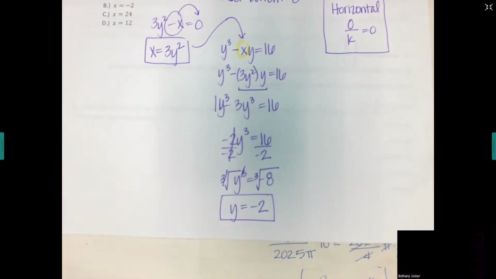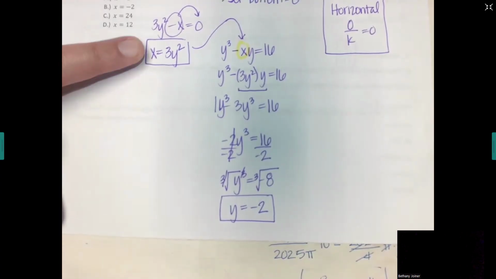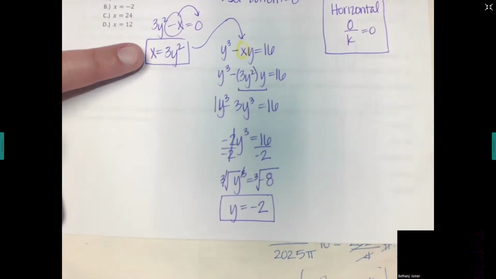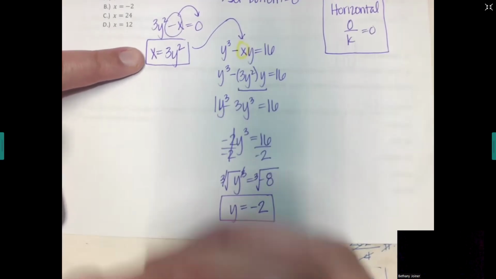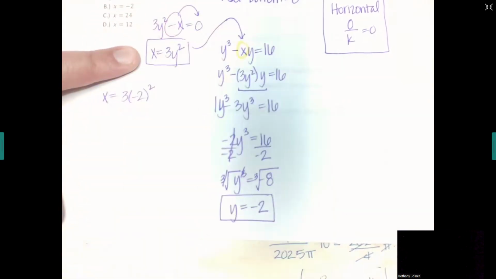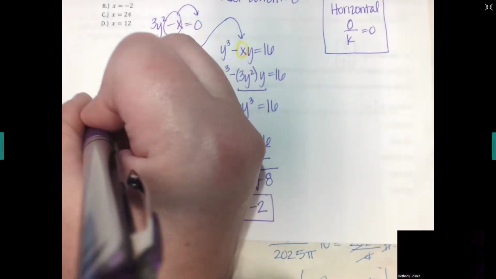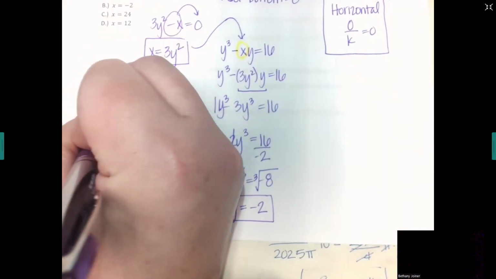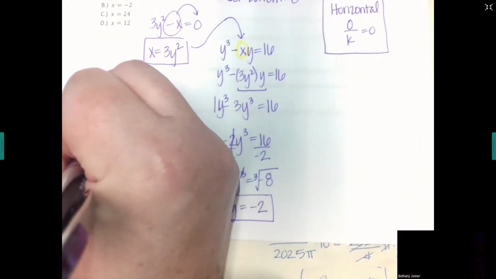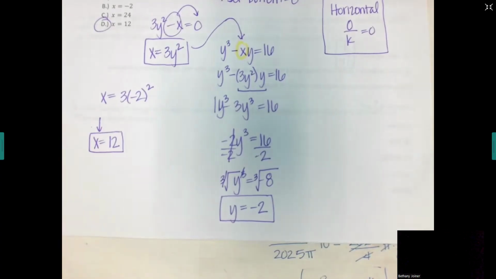Don't pick it. Remember that if my y is negative 2, they're wanting an x, so I'll go back to this little shorthand right here and plug it in right here. I know my y needs to be negative 2, then my x needs to be 3 times negative 2 squared. So negative 2 squared would be 4, times 3 would be 12. Remember that the negative is going to cross out when you square it. So D would be the correct answer there. Okay?